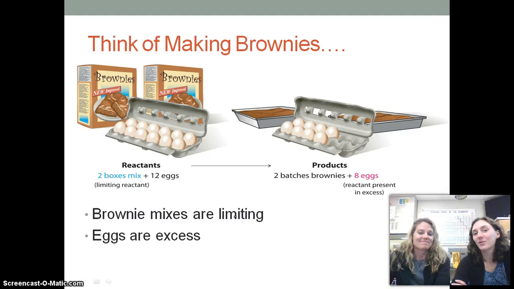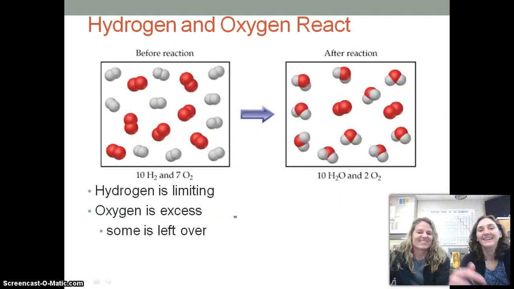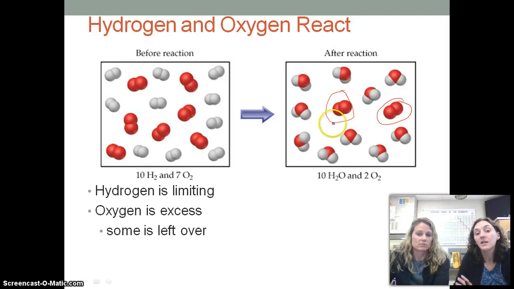Now let's look at one that's more chemistry related. If you have hydrogen and oxygen react, your hydrogens are the little gray compounds and your oxygens are the red ones. Notice that they're reacting, they're forming water. Well, look in your product box, you've still got some oxygens left over that didn't pair up. All of your hydrogens were already paired up. There's no more hydrogens for the oxygens to use. So your oxygen is excess and your hydrogen is limiting, because limiting was used up.